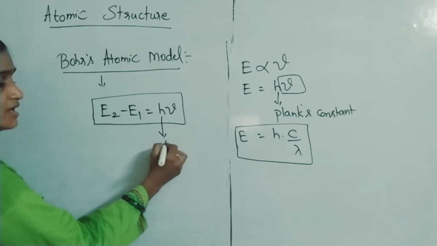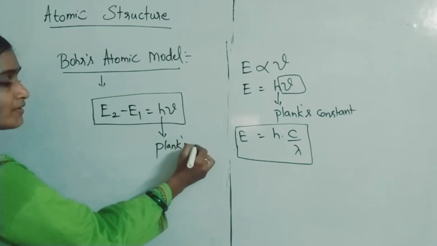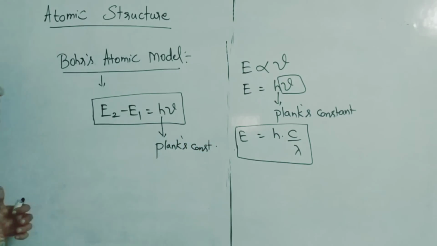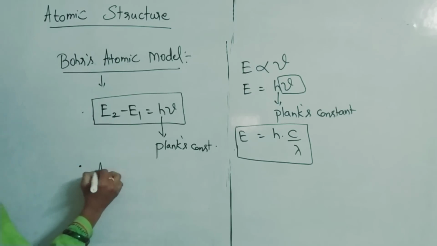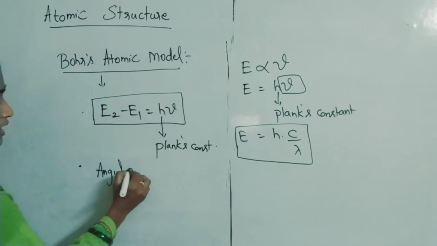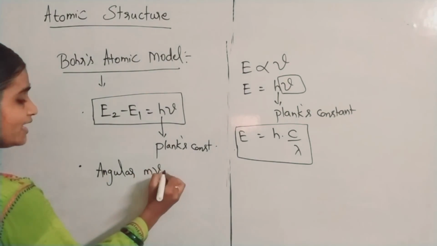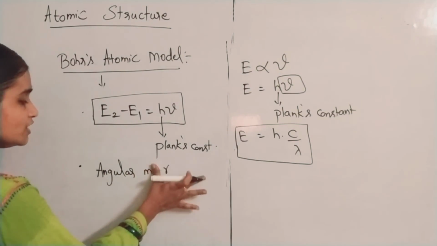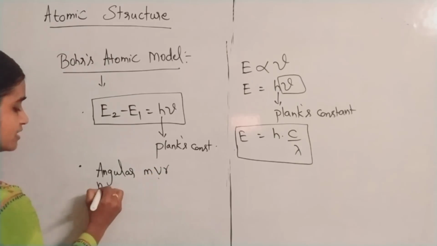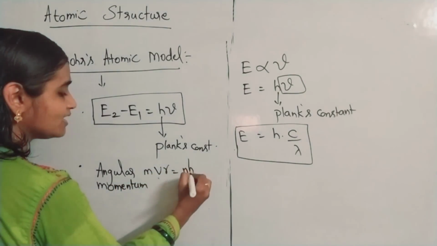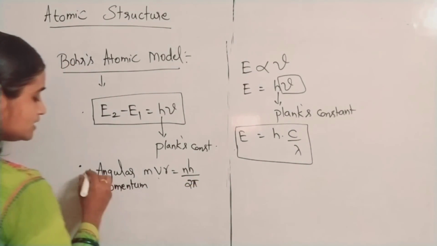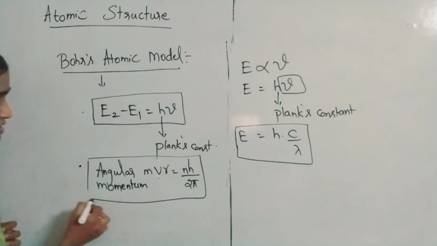Planck's constant, nu is frequency. Okay, now h is Planck's constant and nu is frequency. He also told that angular momentum mvr is equal to nh by 2 pi. Angular momentum mvr is equal to nh by 2 pi. This is called Bohr's quantum condition. Based on this, you will have certain numericals also.